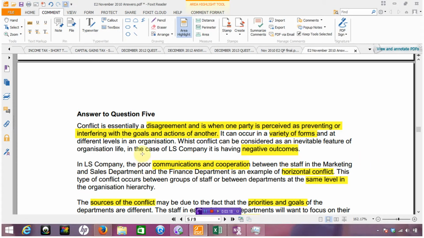Okay, they give us a little bit of background here. Their starting point is certainly that communication and cooperation, as per the scenario, is virtually non-existent, and they clearly say that that is a form of horizontal conflict. In other words, conflict between, let's say, departments at the same level within an organization. So it's important to clarify what type of conflict it is. Horizontal, we'll see below that vertical is also possible.